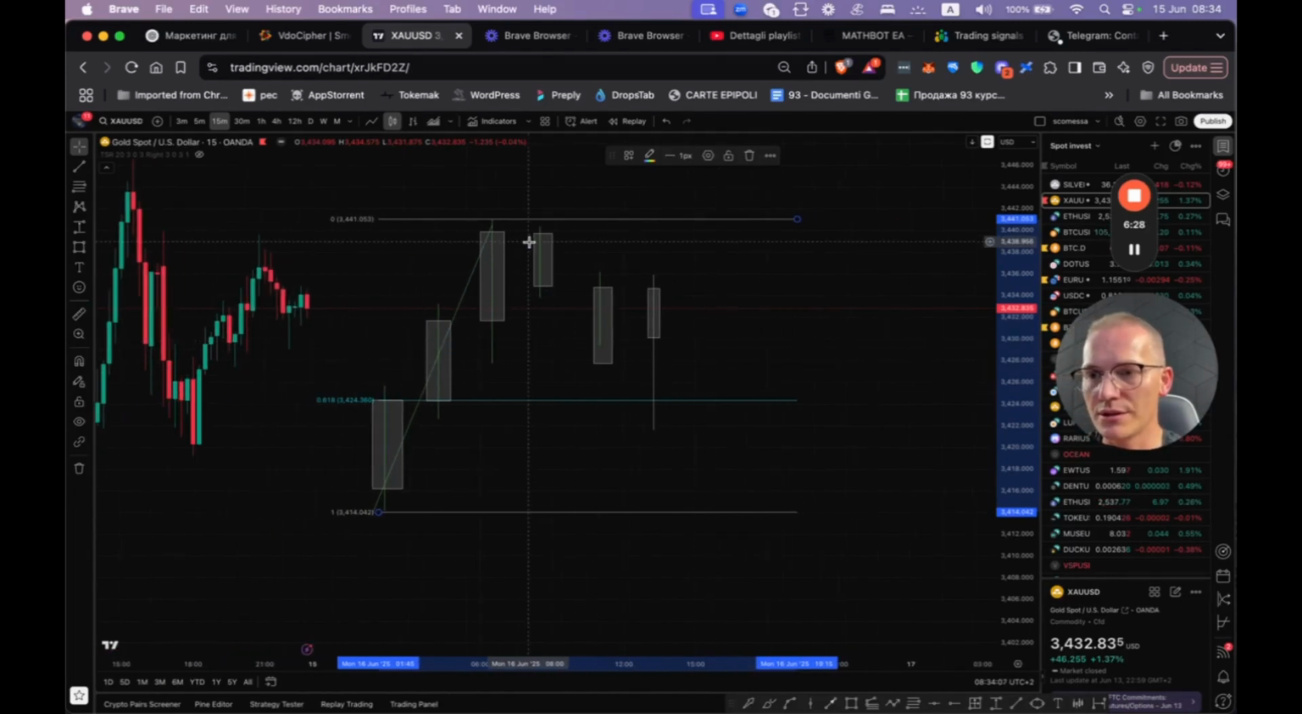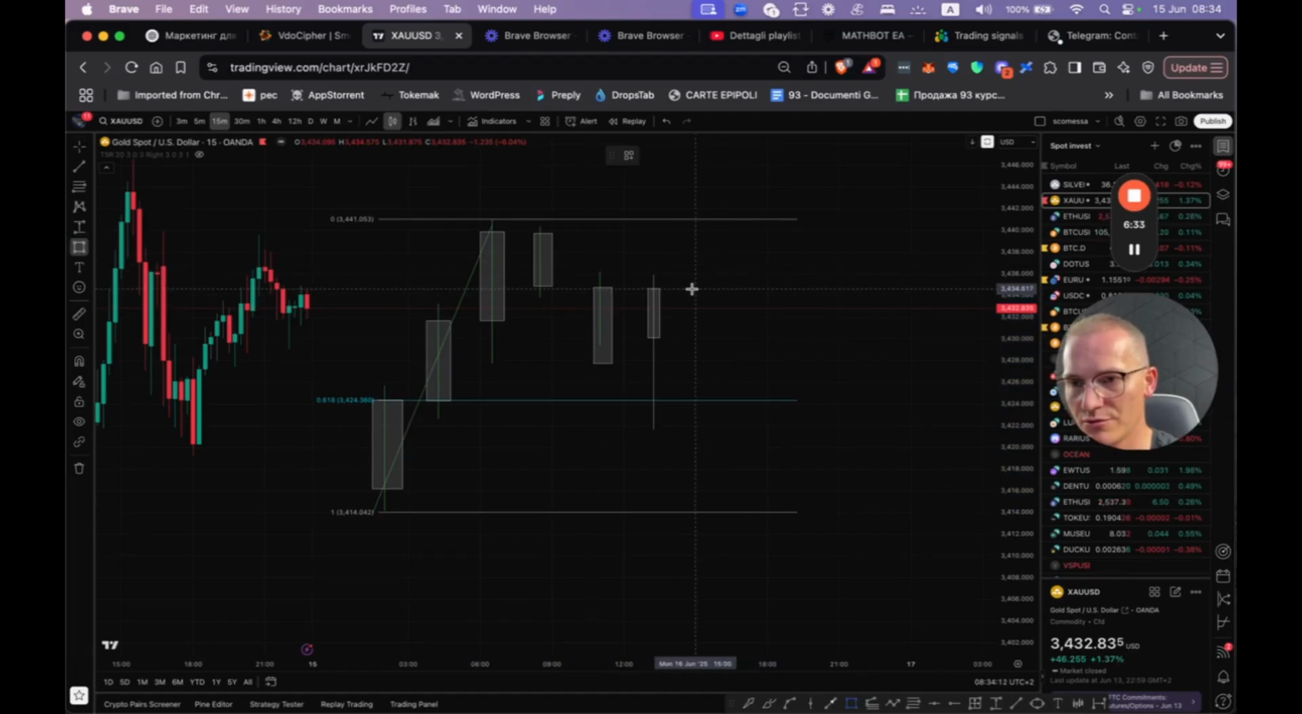Now, when the third candle closes and the fourth candle opens, as soon as it opens, you set a take profit of 0.01% here. If we're talking about gold, I'll be explaining this in terms of gold.